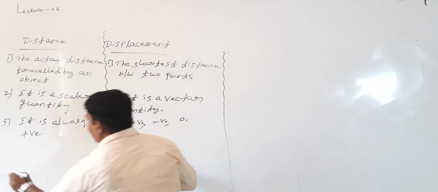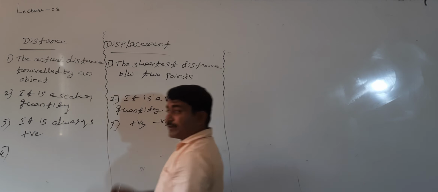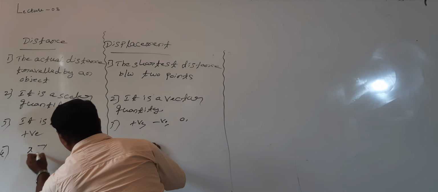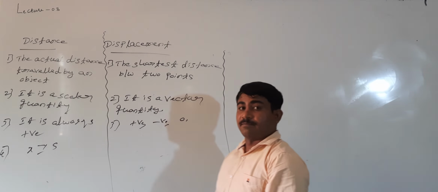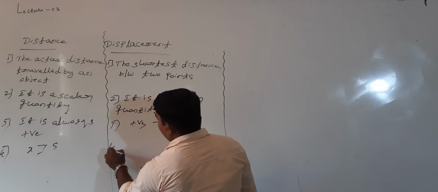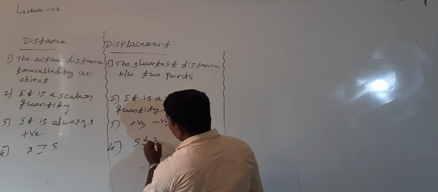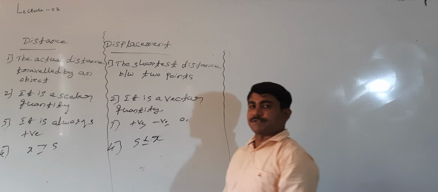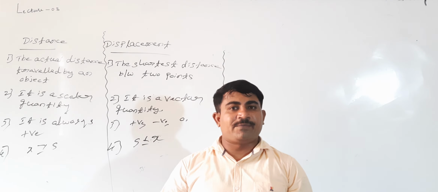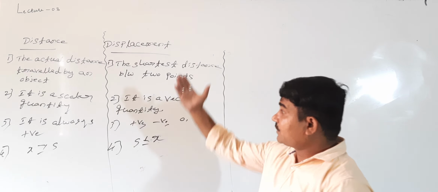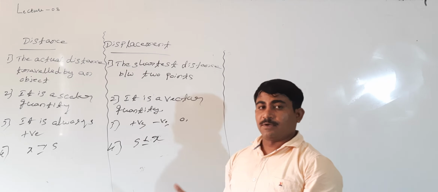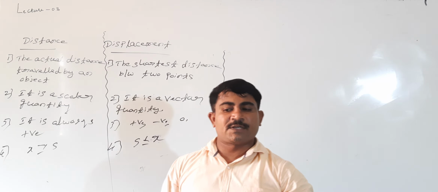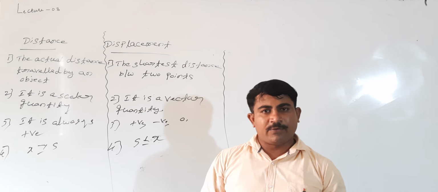Right? Last one you can make: distance is greater than or equal to displacement, but displacement is less than or equal to distance. These are a few differences between distance and displacement. So this is important for 2 or 3 marks questions. If the question is like this, make the difference or write the difference between distance and displacement. Further concepts we will see in the next video. Thank you.